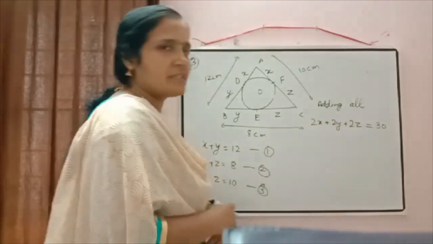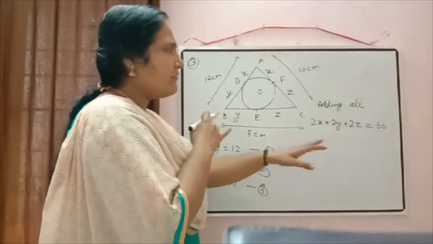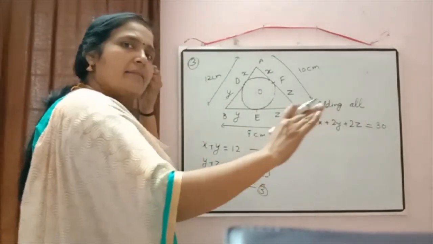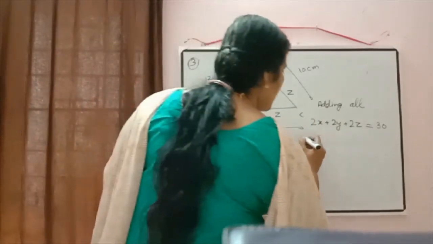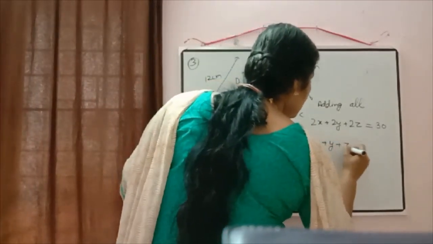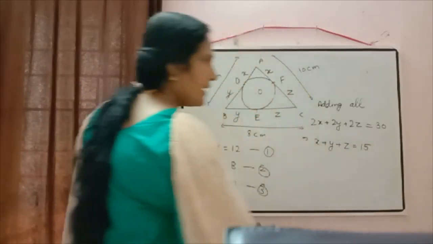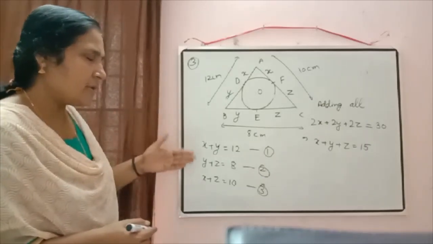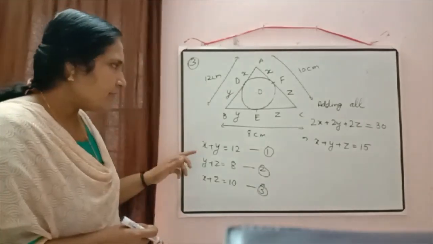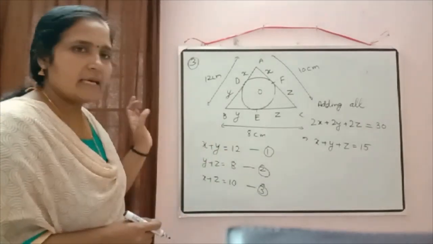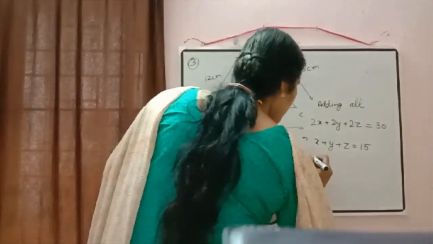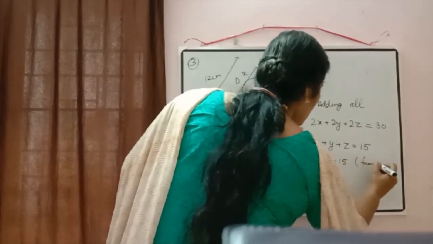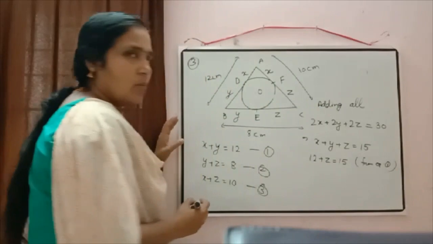You can check all the expressions are divisible by 2. So instead of taking 2 common and shifting 2 to the right hand side, what we can do better is divide the whole expression by 2. Then it will be X plus Y plus Z is equal to 15. Now from this equation we will substitute the values. In the first equation, X plus Y is equal to 12. So in place of X plus Y we can substitute 12. Then we will get 12 plus Z is equal to 15.